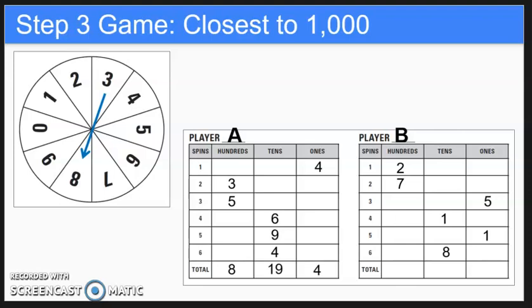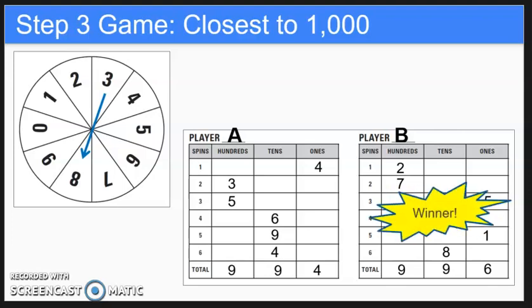Player A adds up their hundreds, tens, and ones. They have 8 hundreds, 19 tens, and 4 ones. They exchange 10 of the tens for another 100, and their final score is 994. Player B has 9 hundreds, 9 tens, and 6 ones, for a final score of 996. Player B wins the game.